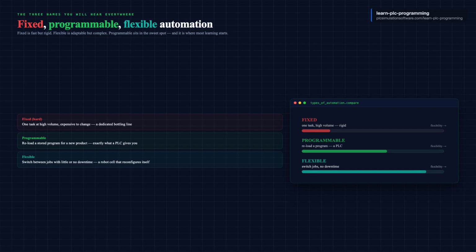Third, flexible automation. It goes a step further, switching between different jobs with little or no downtime. Picture a robot cell that reconfigures itself on the fly. Fixed is fast but rigid. Flexible is adaptable but complex. Programmable sits in the sweet spot, and it is where most learning starts.